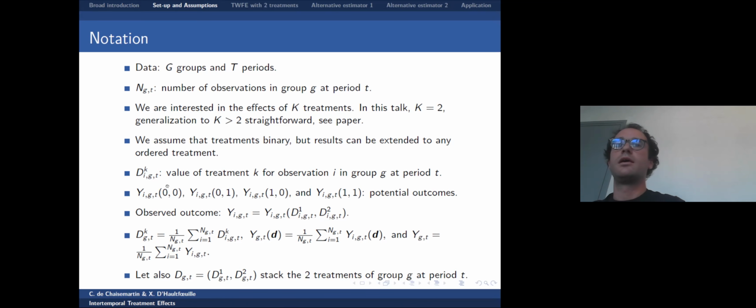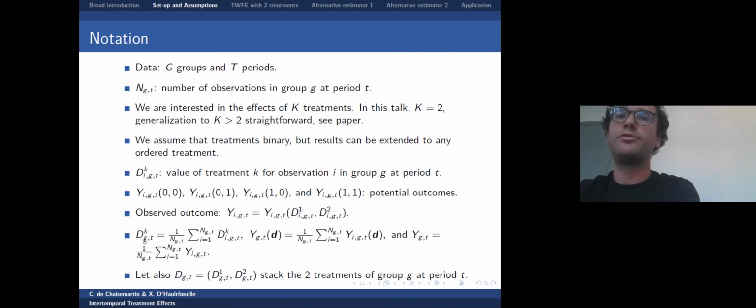Each of those observations is going to have 4 potential outcomes because those two binary treatments can now take 4 values: 0,0; 0,1; 1,0; 1,1. The observed outcome is defined here. And then for most of the analysis, we can just aggregate everything at the gt level. So D_k,gt, Y_gt, etc., are averages of the treatments, potential outcomes, etc., at the group and time level. And finally, D_gt is going to stack the two treatments of group g at period t.